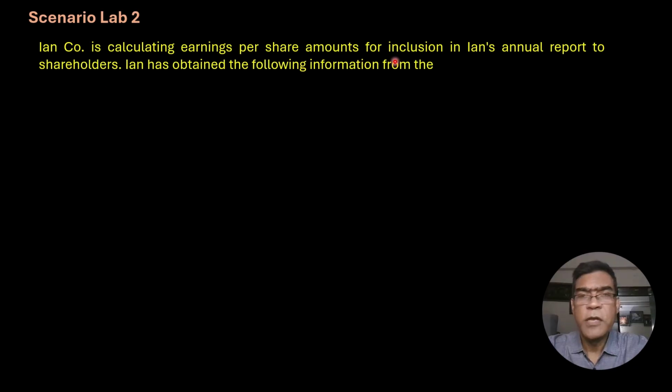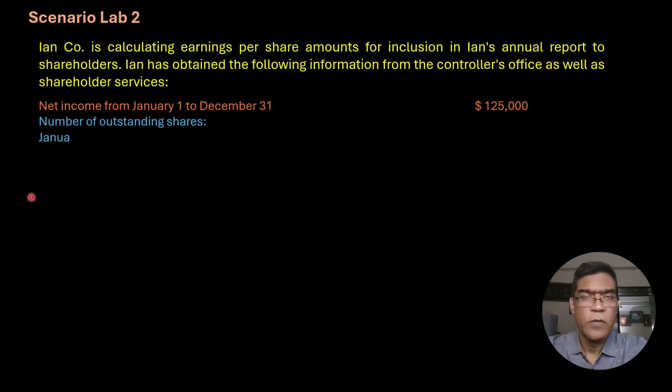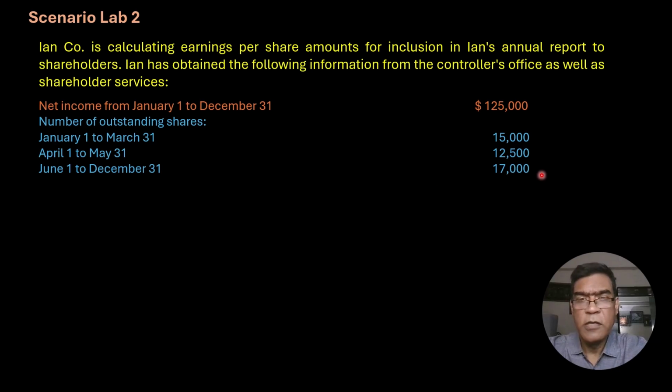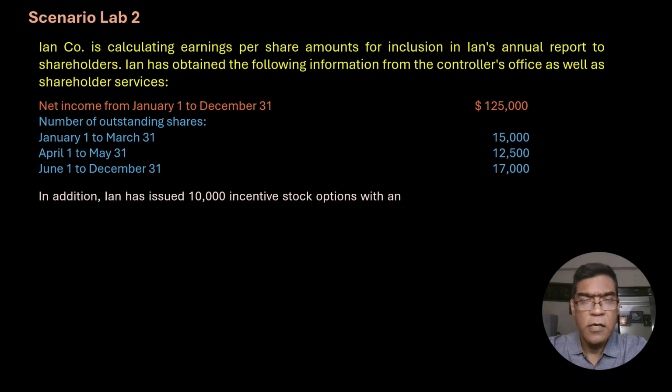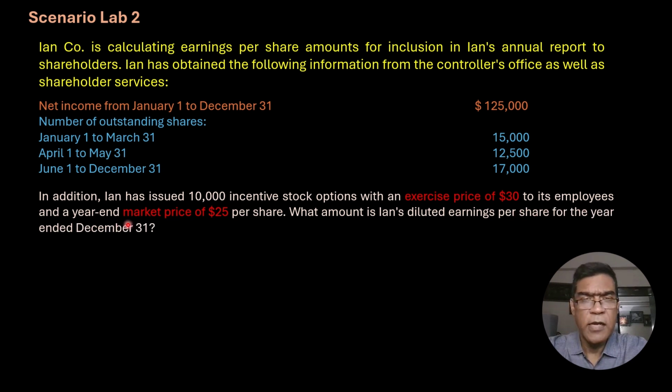Ion Company is calculating earnings per share amounts for inclusion in Ion's annual report to shareholders. Ion has obtained the following information from the controller's office as well as shareholder services. Net income from January 1 to December 31st, 125,000. Number of outstanding shares, January 1st to March 31st, 15,000. April 1 to May 31st, 12,500. June 1 to December 31st, 17,000. In addition, Ion has 10,000 incentive stock options with an exercise price of $30 to its employees and a year-end market price of $25 per share. What amount is Ion's diluted earnings per share for the year ended December 31st?